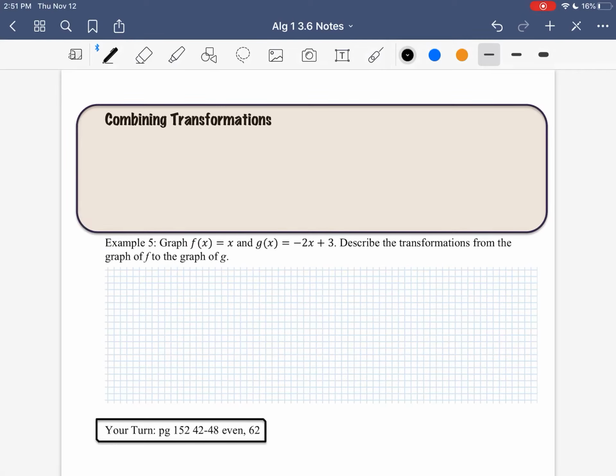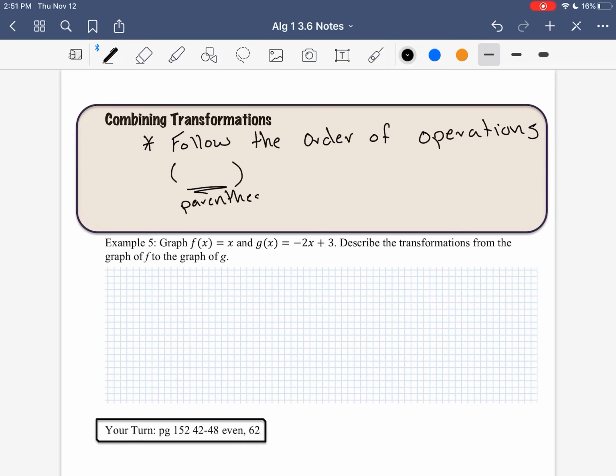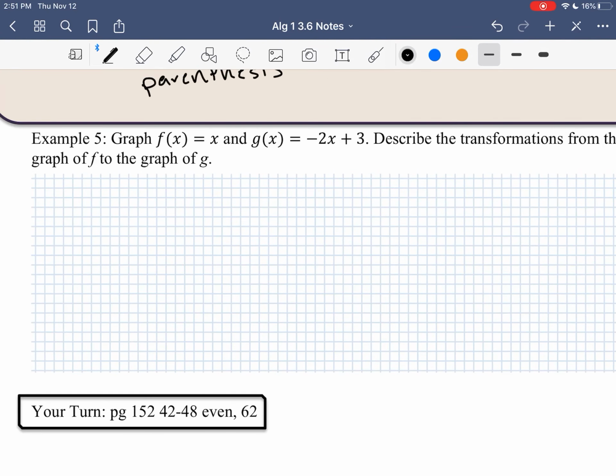Okay, here's our very last video in 3.6 where we combine all of these new transformations. Really the only important rule for combining transformations is to follow the order of operations. The order of operations tells us that we have to do our parentheses first. So you do parentheses first, and then after that, the multiply and divide. Okay, and then after that, your add and subtract. All right, so we want to make sure we do them in the right order. Okay, so let's go ahead and combine some transformations.